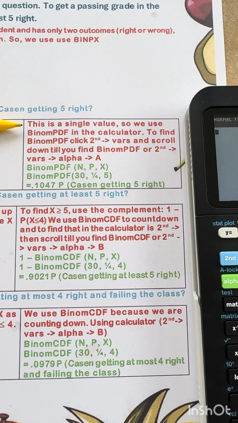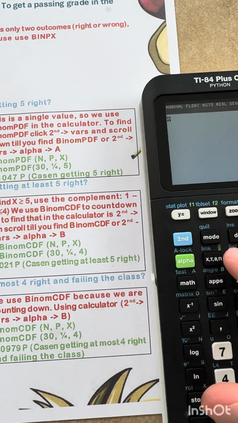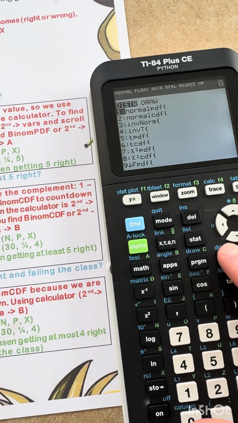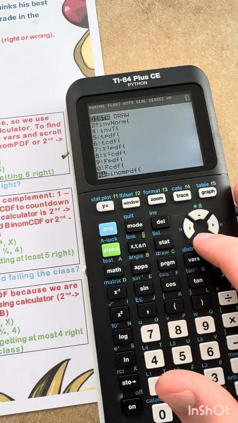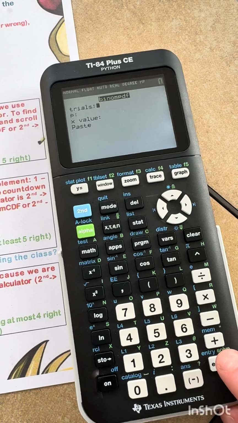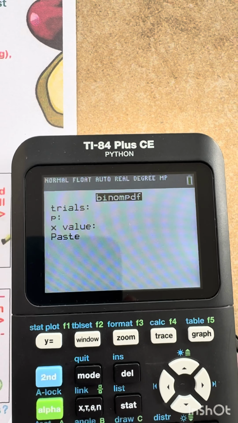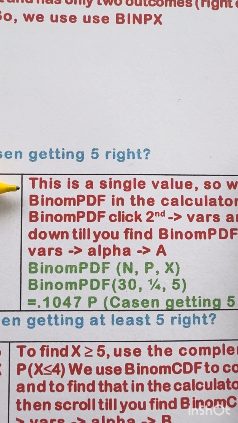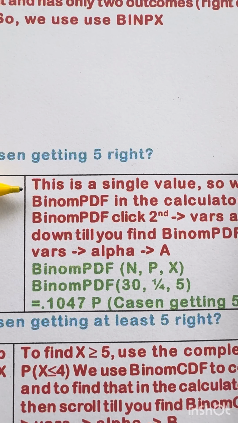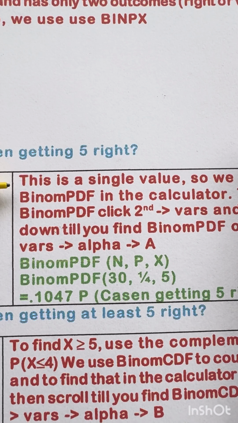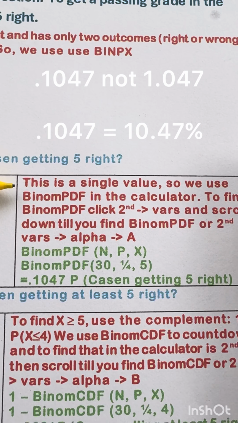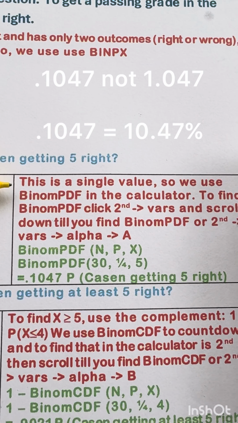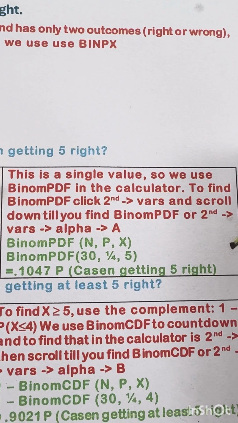To find binomPDF, first you click second, then vars, then you scroll down until you find it, and then you click enter. You will be given 3 values to fill in, which are N, P, and X. We know N equals 30, P equals 1 in 4, and X equals 5. Our probability should come out to equal 1.047. This is our probability that Casen's getting 5 right.